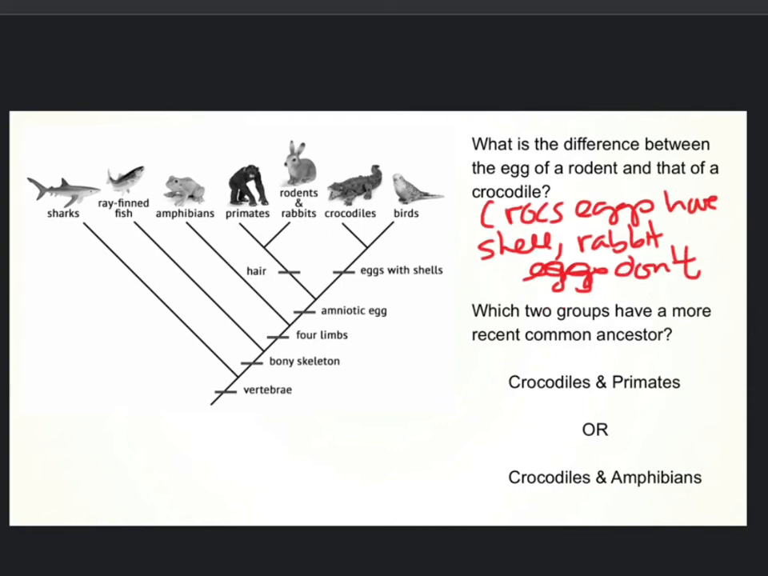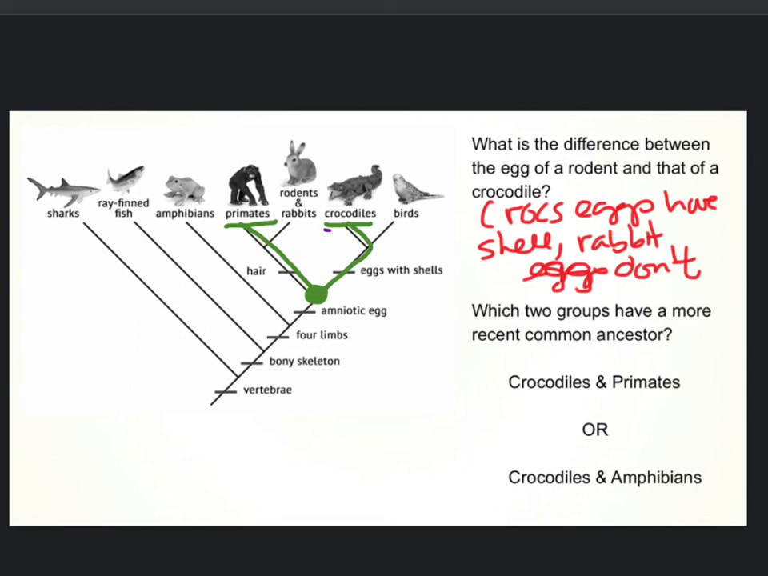Okay, so let's look at recent common ancestry. Shrink that just a little bit. Which two groups have a more recent common ancestor? Crocodiles and primates? Where's their most recent common ancestor? So we have to follow their lines back to the point where they meet, and that would be right there. So that would be the most recent common ancestor of primates and crocodiles.